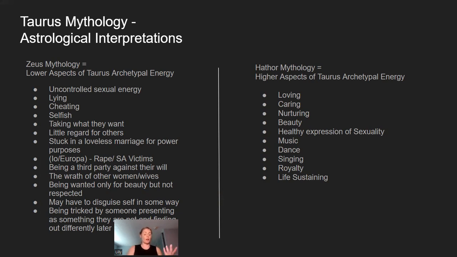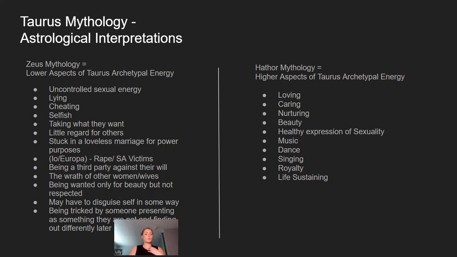With Io and Europa, this might be you being a rape or sexual assault victim, or it could be you doing that to another person too. Being a third party against their will, like being cheated on, or being involved with somebody that has a significant other that you didn't know about, something like that. Being wanted only for beauty but not respected can be really challenging as well. I do think a lot of Taurus placements end up dealing with a lot of these lower vibrational energies of the Taurus archetype.